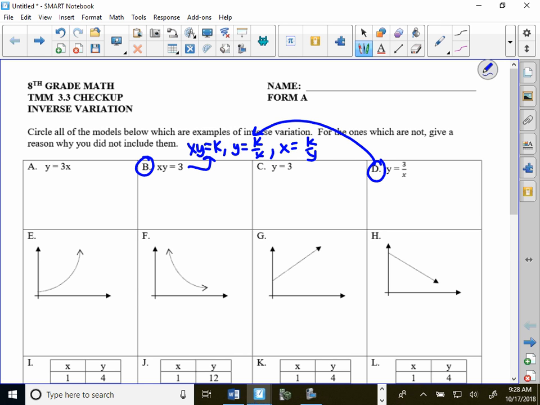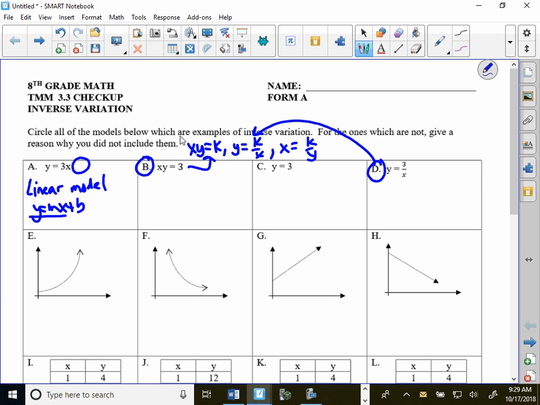Well, the reason A is not is because this is a linear model, right? It's in y equals mx plus b. Now, there's no b, which means the line goes to the origin, okay, because there's no b here. But it's still a linear line. You got the y equals mx part, okay? So that's a straight line.